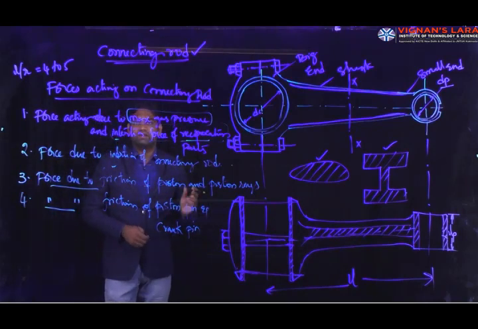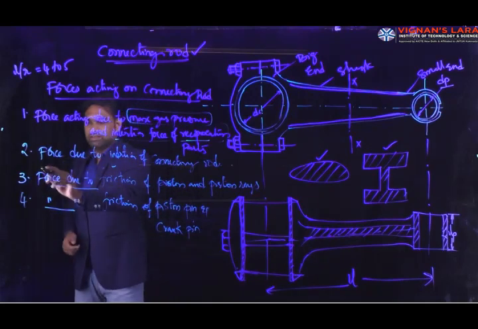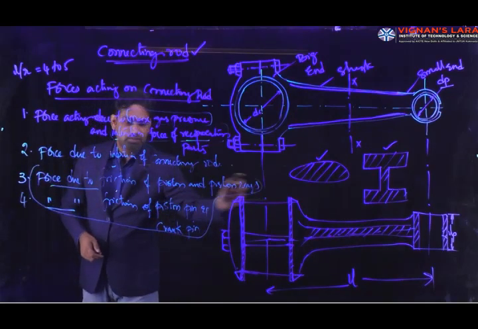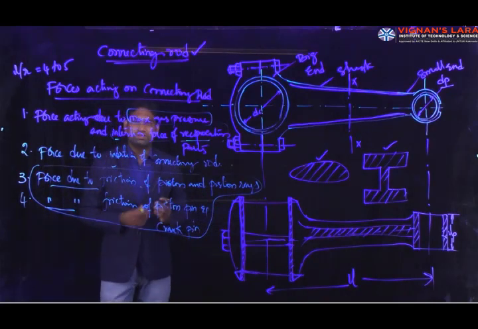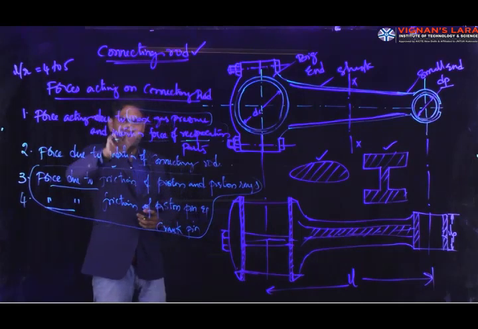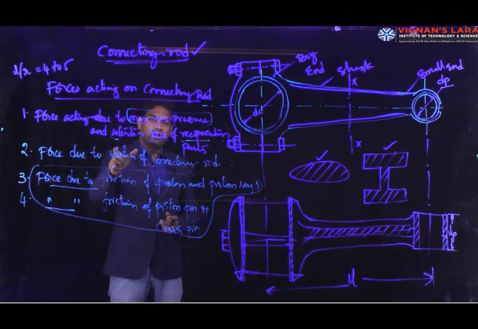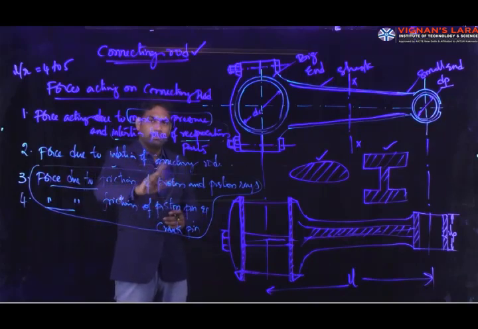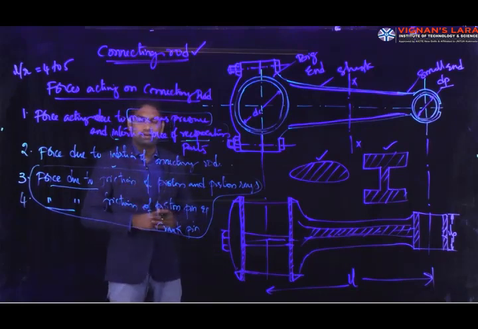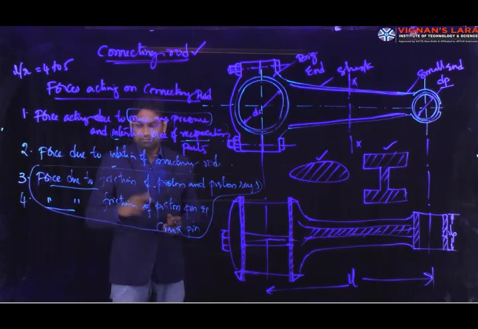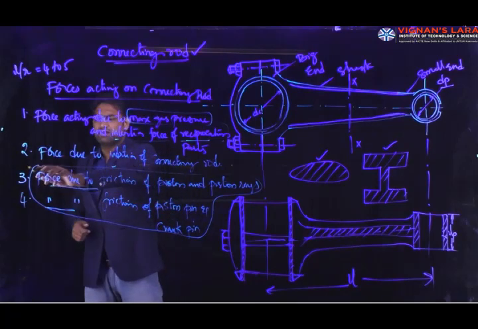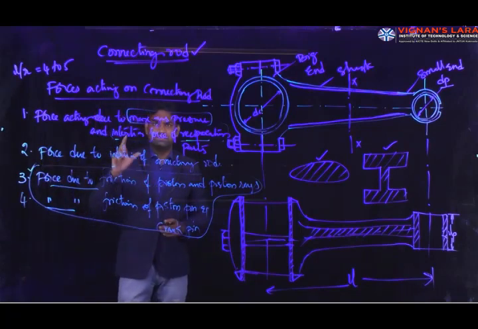So here in the design of the connecting rod, these frictional forces acting at the piston pin, piston rings and the crank pin are very low in magnitude compared to the maximum gas pressure, as well as the inertia force of reciprocating parts and the inertia force of the connecting rod. So the force due to the friction of piston and piston rings and the force due to the piston pin and crank pin are going to be neglected while designing the connecting rod. Clear? So these are the four main forces acting on the connecting rod.